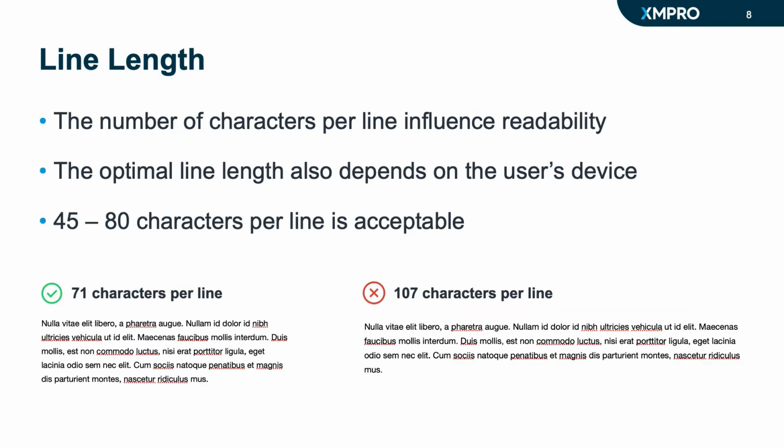The final thing to consider when you're styling your UI is to choose a line length that is easy for users to read. The number of characters in a line has a big influence on readability. The optimum length also depends on the device that the user is using. Mobile devices have a shorter ideal line length than desktop, but between 45 to 80 characters is a good range for all devices. On the left is an example at 71 characters per line. The text on the right is over the 80 character recommendation, and you'll notice that the lines become too long and quite difficult to read.